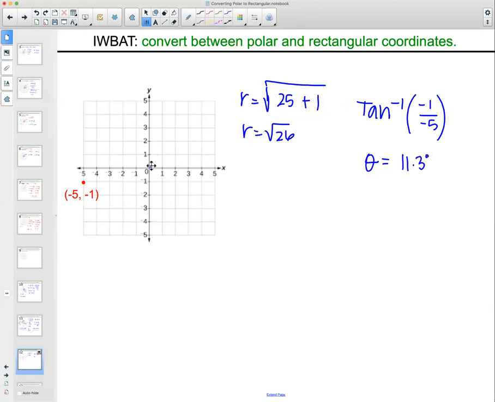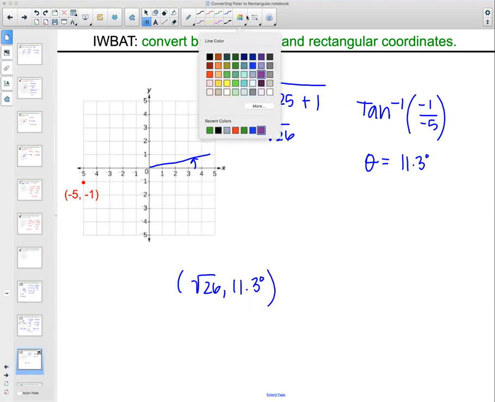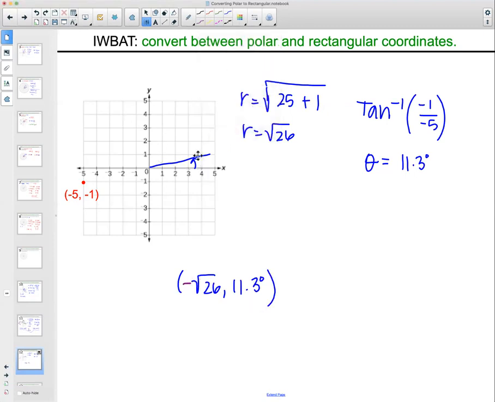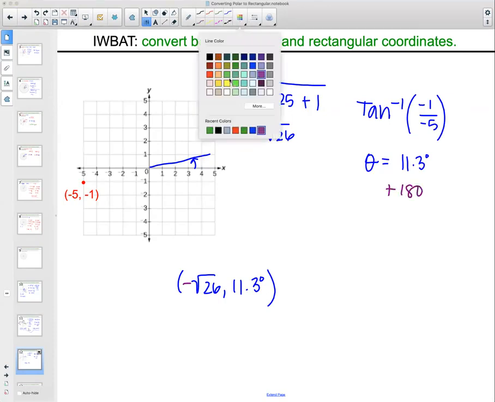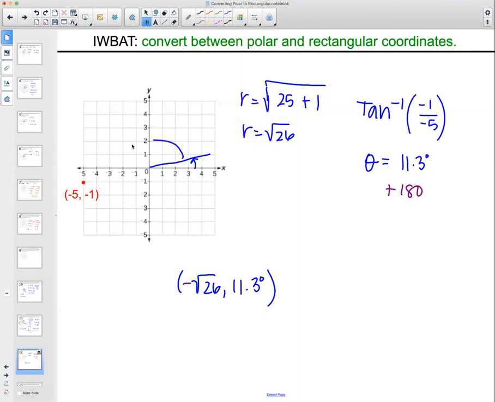Remember, an 11.3 degree angle is here. So that is not this one. So you cannot just answer square root 26 comma 11.3 degrees. That's the wrong answer. You either need to make the radius negative so that if you go to this angle, then you kick back to that point, or you need to add 180 to this angle to get this actual angle.